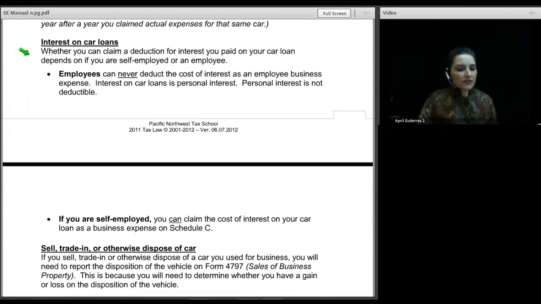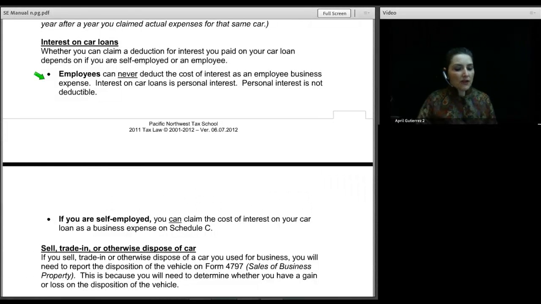Interest on car loans. Whether you can claim a deduction for interest you paid on your car loan depends on if you are self-employed or if you are an employee. If you are an employee, you claim your business expenses on Schedule A and Form 2106 if it is required. And as an employee, you are never allowed to claim a deduction for any form of interest other than the two approved forms of interest, which are home mortgage interest and investment interest. Any other form of interest is not deductible on Schedule A, and that includes car loan interest incurred by an employee who has a business use car.